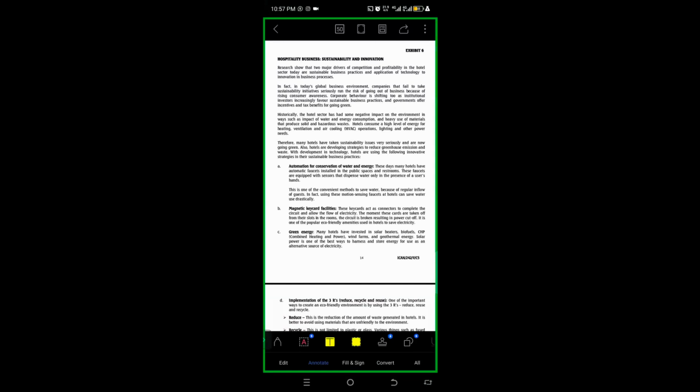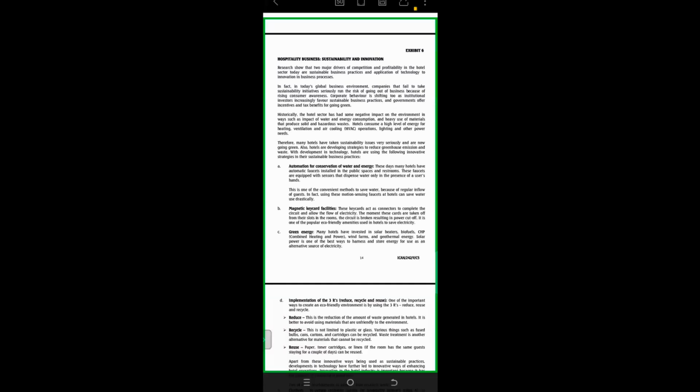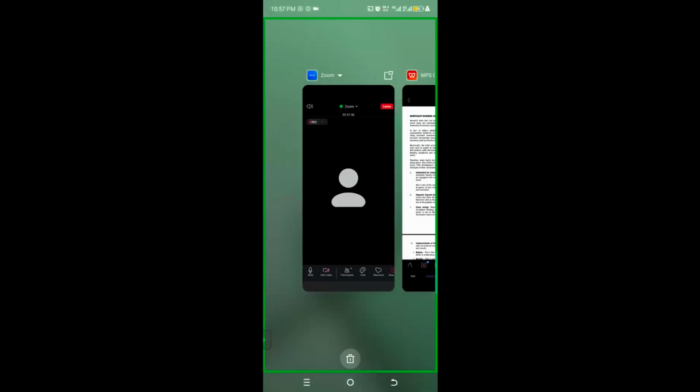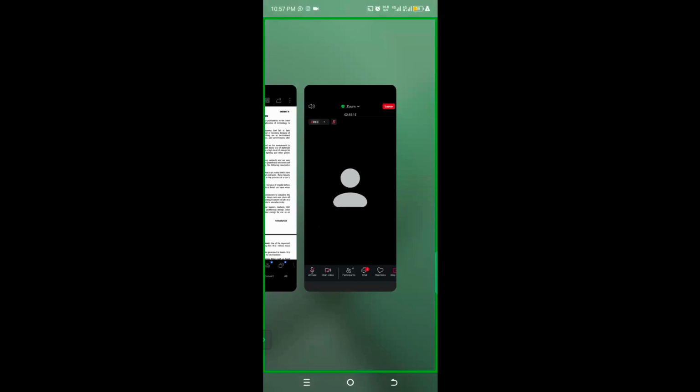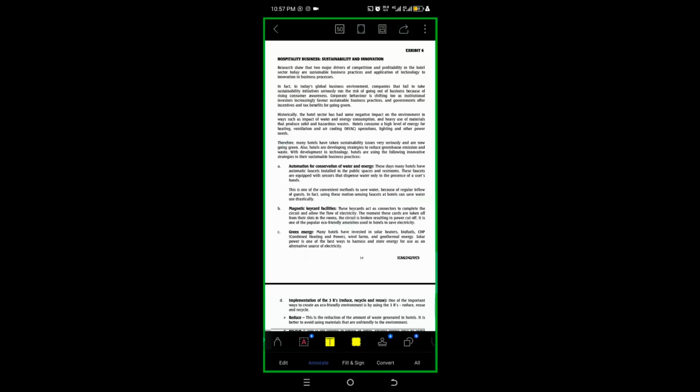Research shows that two major drivers of competition and profitability in the hotel sector today are sustainable business practices and application of technology. I don't know what you just did. I'm not seeing the screen anymore. Sorry, I'm no longer seeing the screen.